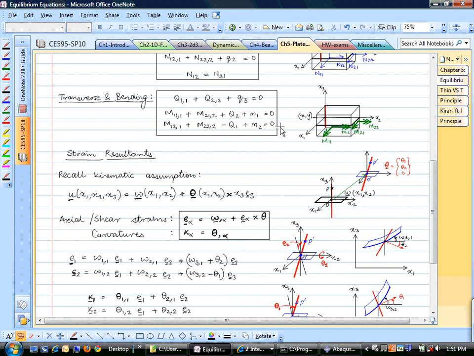So now that we have equilibrium equations, some of the strain resultants, you can also use the same kinematic assumption that says that the centroid will go by W and this fiber will rotate by theta 1 and theta 2. So one another thing to note here is that the theta 3 component of this rotation is 0, because if this is the fiber, if you twist it along its axis, there is no change in the position of P. So the rotation of that fiber has only 2 components, theta 1 and theta 2.